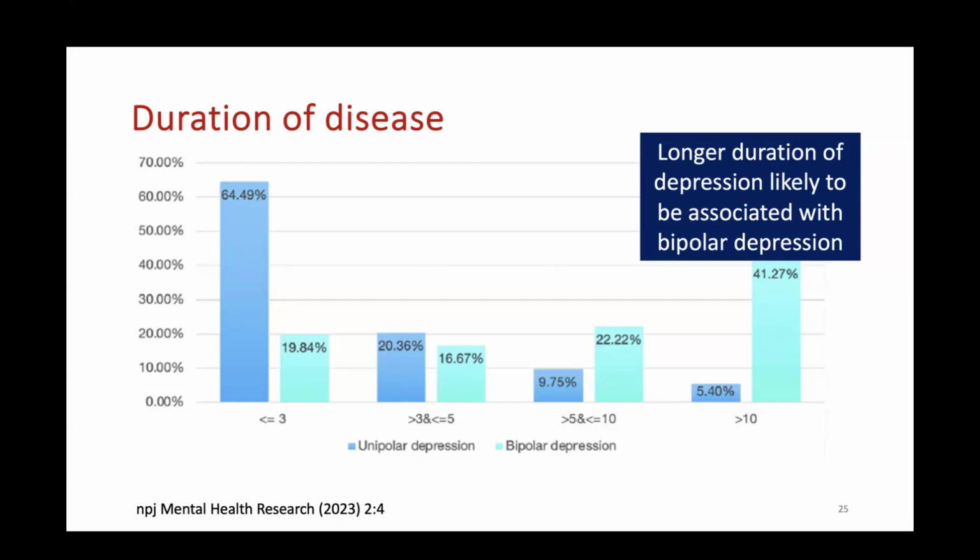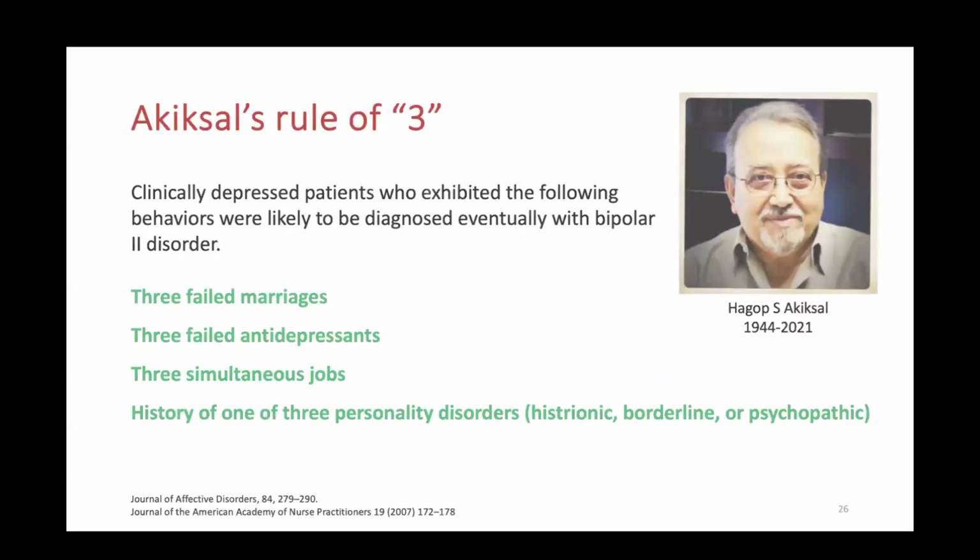But now somebody comes to your clinic, and somebody is under your treatment, and the depression is persisting. Somebody is not in your treatment, this depression is persisting. The chances of this being bipolar depression is much higher. Okay. So based on the duration of disease, if the period of depression is more, the chances of the patient being bipolar is much more. This is a rule of Akiskal.